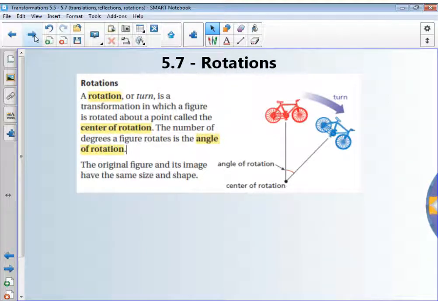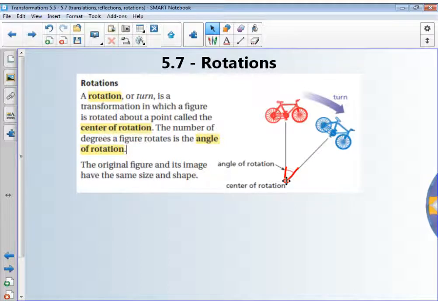A rotation, or a turn, is a transformation in which a figure is rotated around or about a point called the center of rotation. Oftentimes we'll use the origin if we're working with a coordinate plane, but it's any point that the figure rotates around. The number of degrees a figure rotates is its angle of rotation. Here, we would have to actually measure the angle formed between the original and the new figure.